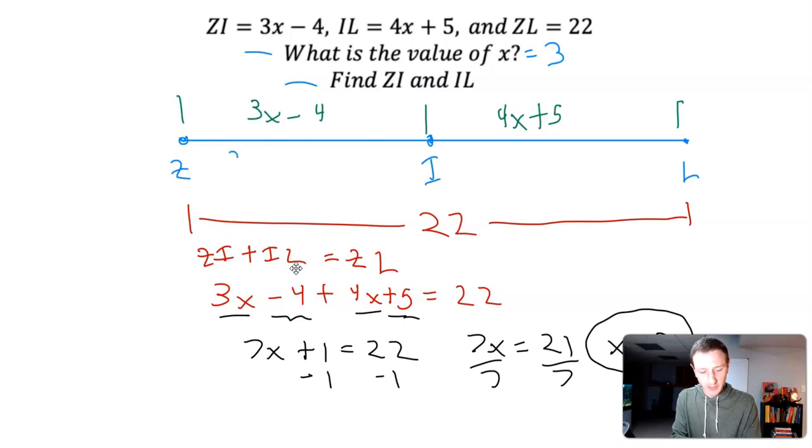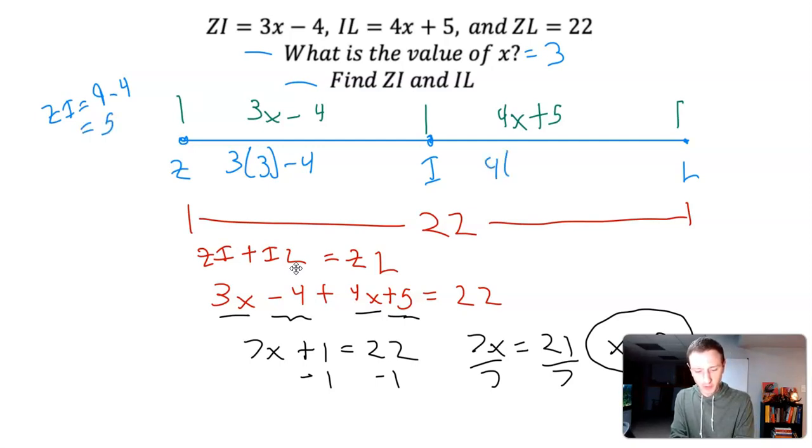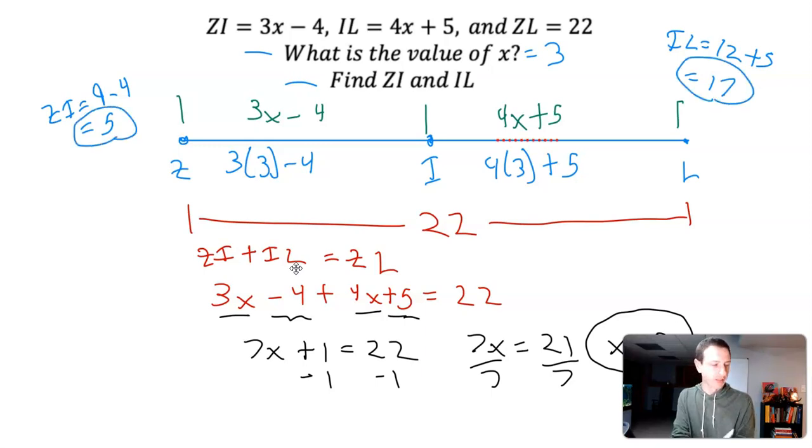So ZI is going to be 3 times 3 minus 4. So ZI is going to be 3 times 3, which is 9, minus 4. That's going to be 5. And then IL is going to be 4 times 3 plus 5. So IL is going to be 4 times 3. That's 12. 12 plus 5 is 17. So IL is 17, ZI is 5, and then x is 3. So we've answered all 3 questions that they're actually asking.